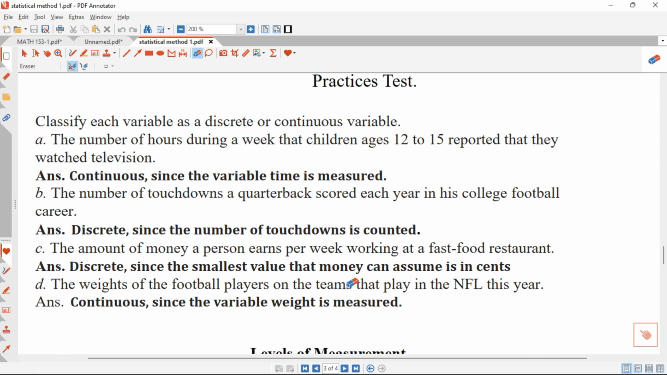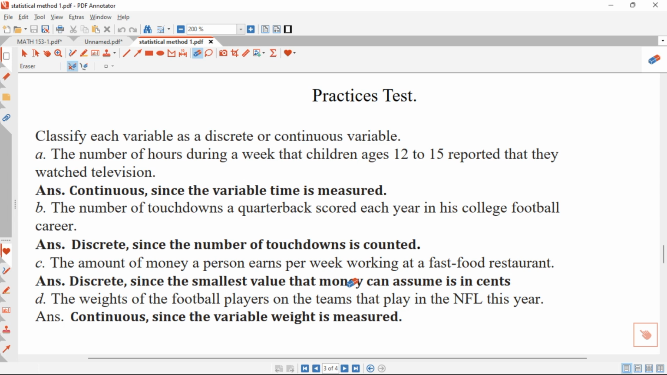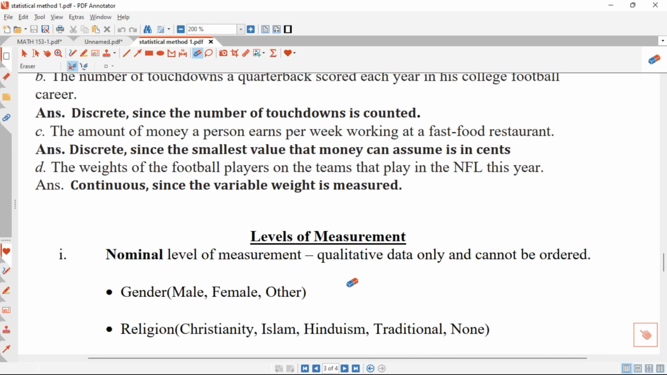So this is Statistics and Mathematics YouTube channel. We have been able to treat quantitative variables and qualitative variables. In our next video, we are going to tackle what we call levels of measurement. We have about 4 levels of measurement. So stay tuned on this channel so that when I upload this video, you will see.